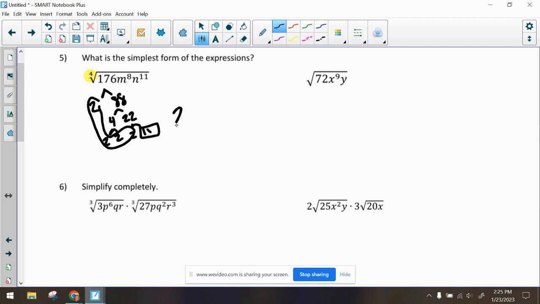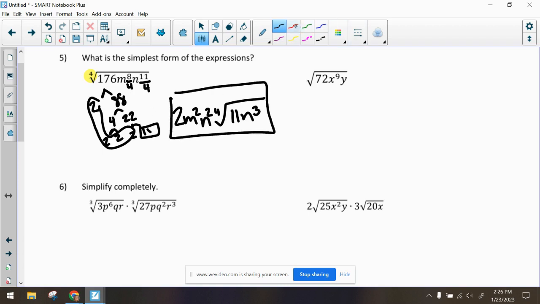So I'm going to bring out the 2 in front, and then the 4th root of 11 will be left over. I'm then going to go through and divide our exponents by 4 and ask ourselves, how many times does 4 go into 8? That's twice with no leftovers. 4 goes into 11 also twice, but this time we have 3 left over that stay on the inside.